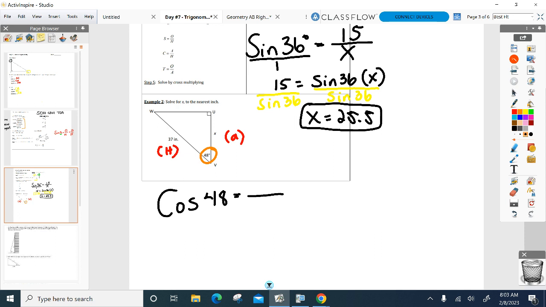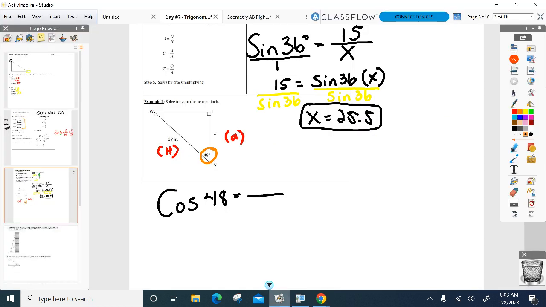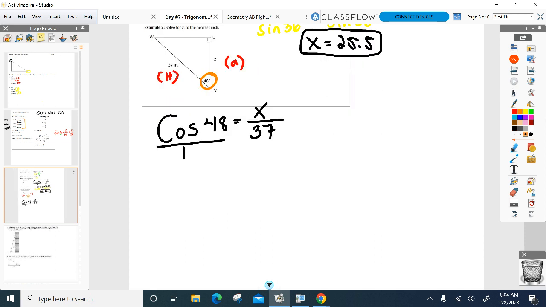now go back to SOHCAHTOA. Is it H over A or A over H? SOHCAHTOA will help you out. So what side goes on top here? What side goes on top, Spence? X. Adjacent X over hypotenuse 37. Okay, same thing I did in the last problem. Put cosine of 48 over 1, and we're ready to cross these suckers up.